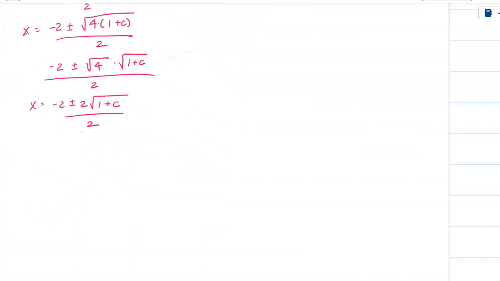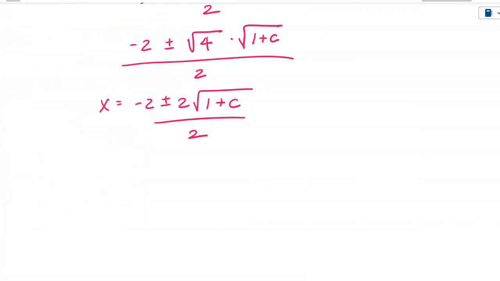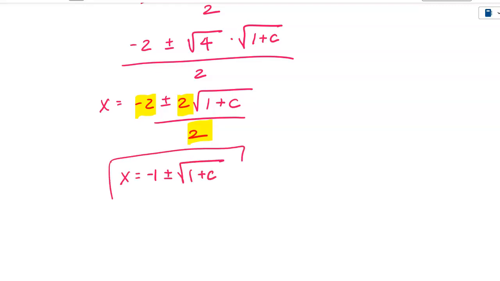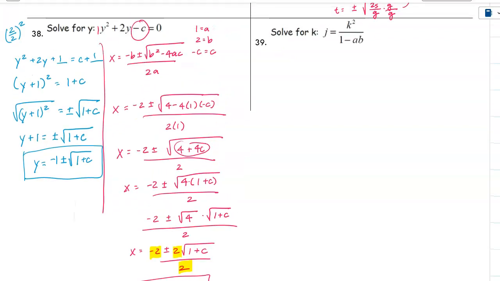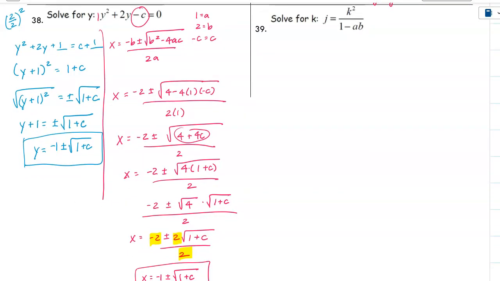Okay. So every single term, you see a term here, a term here, and a term here. So x equals negative 1 plus or minus the square root of 1 plus c. That's your final answer, or you can complete the square. I'm actually going to pause the video and check it by completing the square. I did it as the blue. Completed the square, I got the same thing.